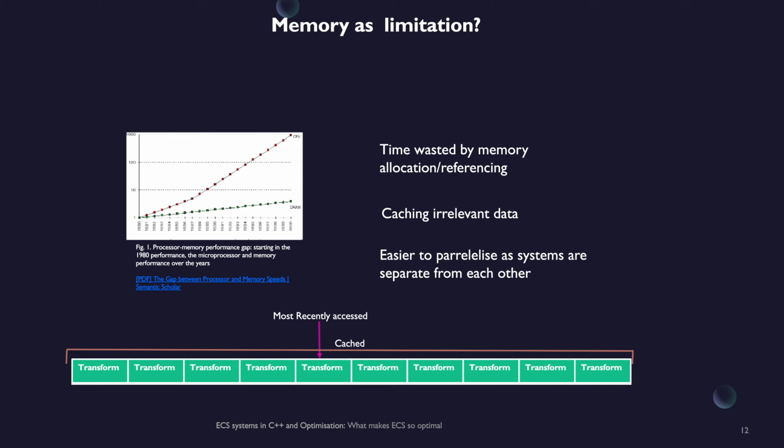Another benefit of using a contiguous list to store each component is that the CPU is more likely to have each component stored in its cache, as when deciding on what to cache, the CPU stores memory locations close to the most recently accessed one.